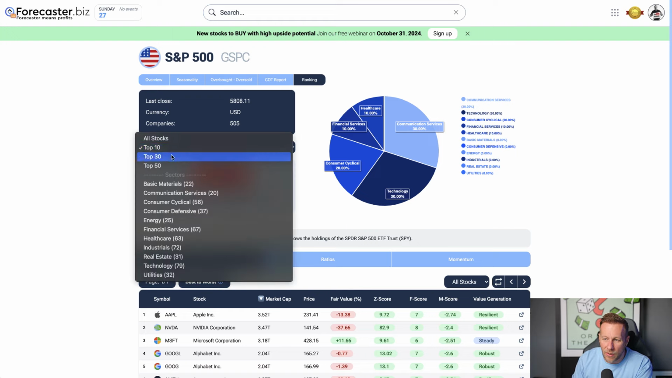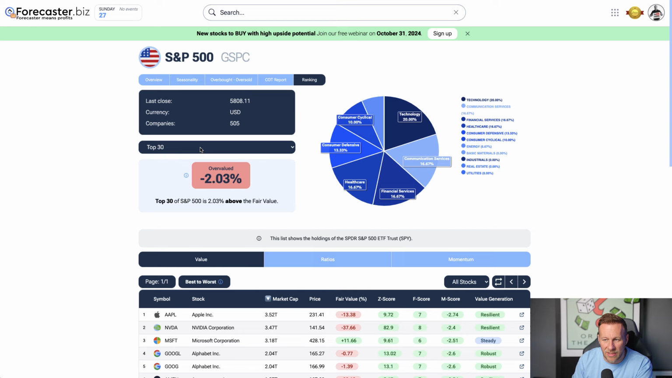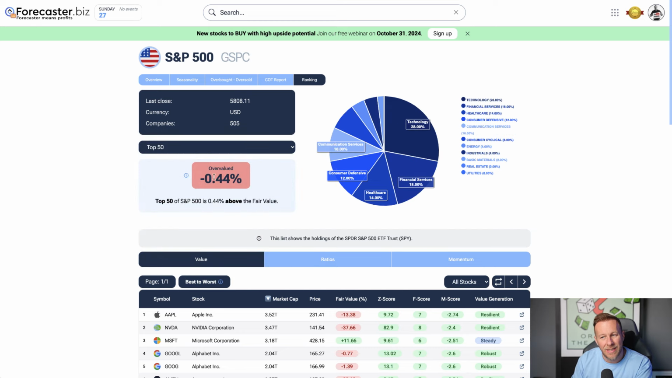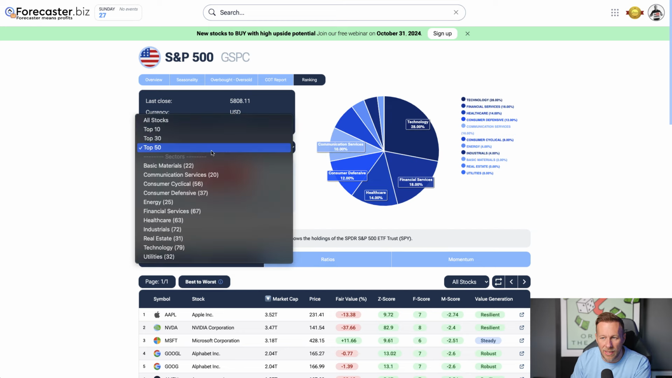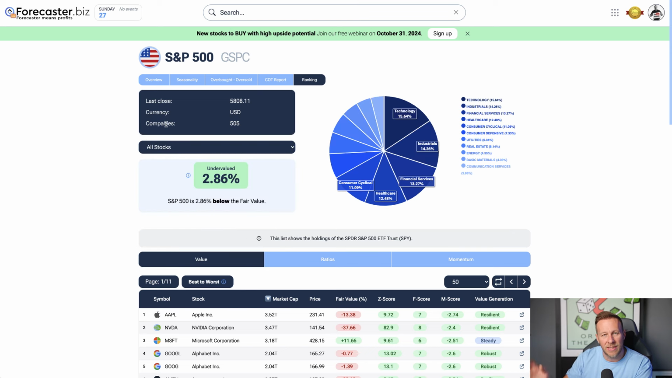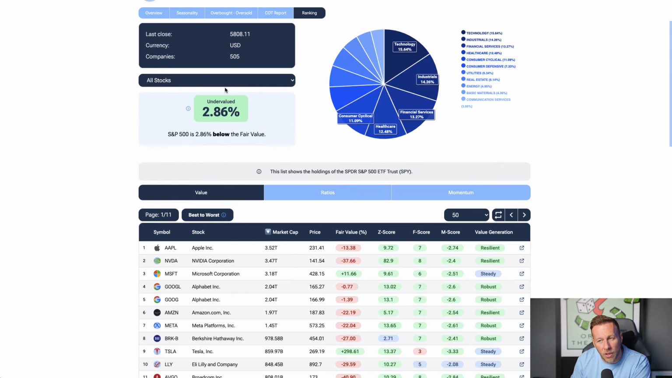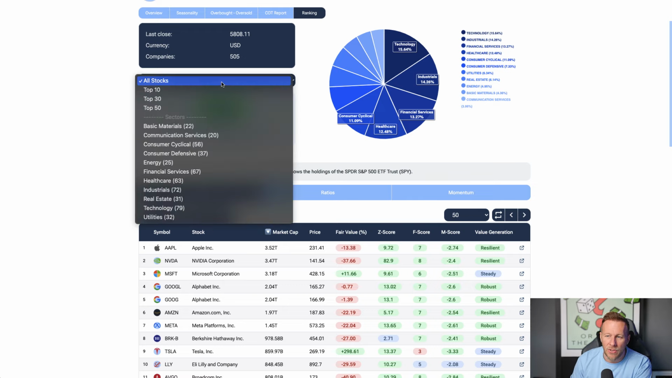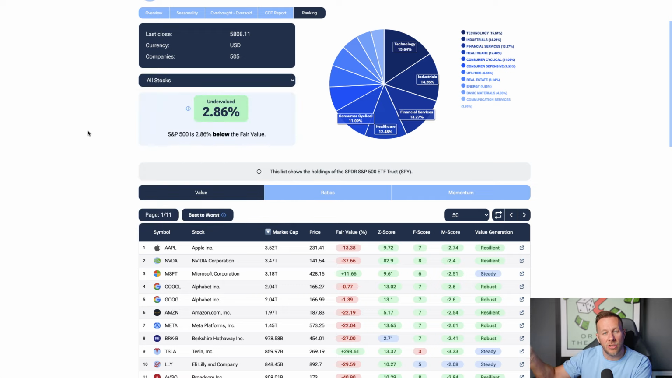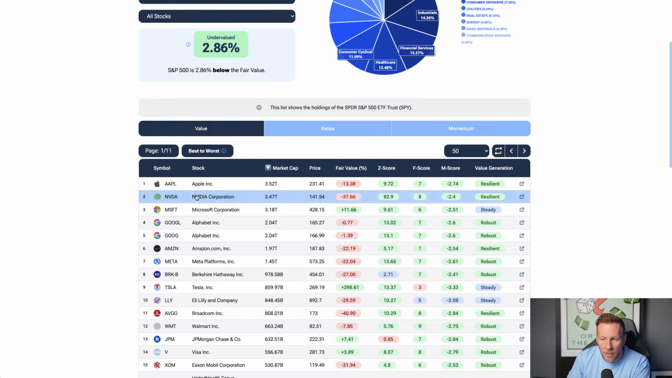Now, if we go out to the top 30, you can see that it's overvalued. If top 50, you can see it starts to become fairly valued. And if we go to all stocks, taking into consideration all stocks, it's 2.8 or 3% undervalued. But you can also go to the sectors, right? So you can find out what sectors are undervalued, overvalued, and then you might just look at an index fund related specifically to those.